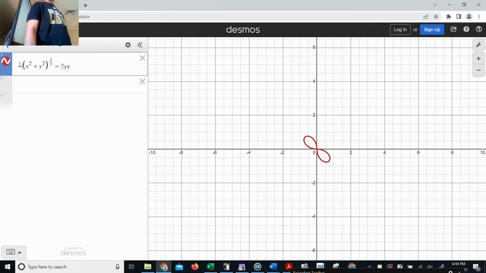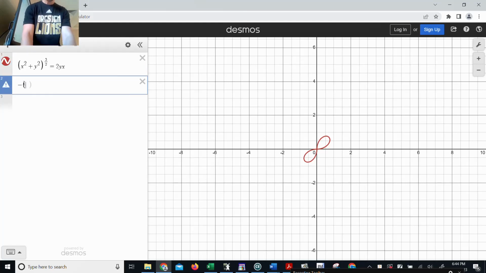You see what I did there? I put in that negative symbol. To see the full graph, you have to include the negative symbol.